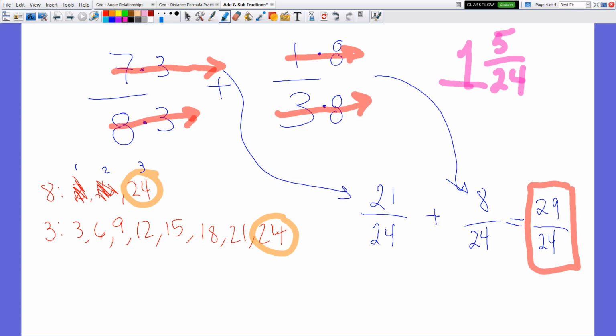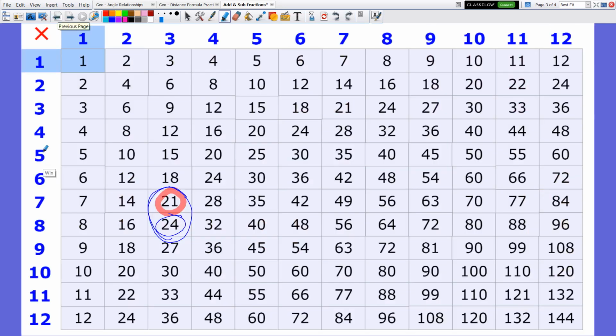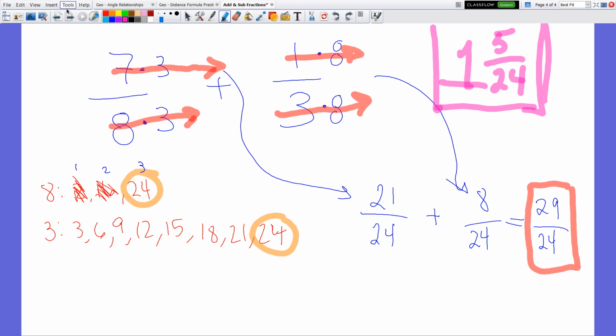So this can't be reduced, and one way we can check this is, what goes into 5? 1 and 5. 1 goes into 24, but it's not going to make it any smaller. Does 5 go into 24? No, it does not. We can check that by going over to 5 and seeing if 24 appears anywhere in the multiplication chart. The answer is no, it does not.